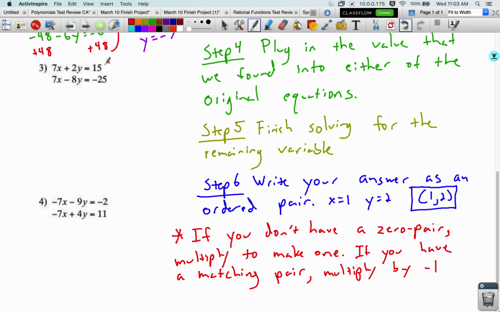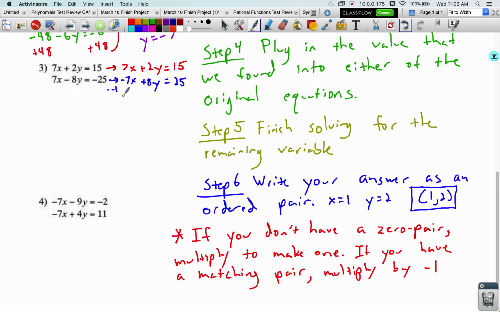So I'm going to just copy this top equation off to the side: 7x plus 2y equals 15. But then this equation here, I'm going to multiply by a negative 1. So instead of being 7x, it's going to become a negative 7x. Instead of a negative 8y, it becomes a positive 8y. And instead of a negative 25, it becomes a positive 25. So I'm multiplying both sides by negative 1, so that equation is staying balanced.